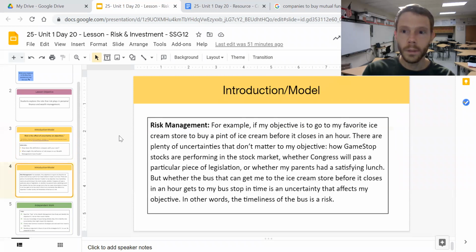One way that I like to conceptualize the idea of risk is thinking about it through a scenario. So, for example, if my objective is to go to my favorite ice cream store to buy a pint of ice cream before it closes in an hour, there are plenty of uncertainties that do not matter to my objective. How GameStop stocks are performing in the stock market, whether Congress will pass a particular piece of legislation, or whether my parents had a satisfying lunch. But whether the bus that can get me to the ice cream store before it closes in an hour gets to my bus stop on time is an uncertainty that affects my objective. In other words, the timeliness of the bus is a risk.